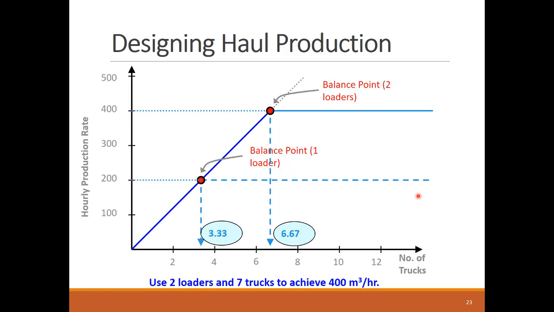What is the case if we want to increase the operation productivity beyond the 200 cubic meters loading rate of the loader? Add a second loader and double the maximum achievable production to 400 cubic meters per hour. Now your theoretical balance point is 6.67 trucks. The crew can be rounded up to 7 trucks to get 400 cubic meters and have the trucks underutilized. Or you can round them down to 6 trucks to get 360 cubic meters per hour and have the trucks fully utilized and the loader underutilized.